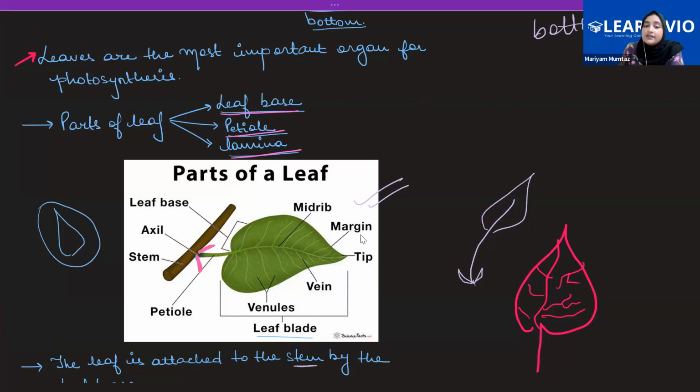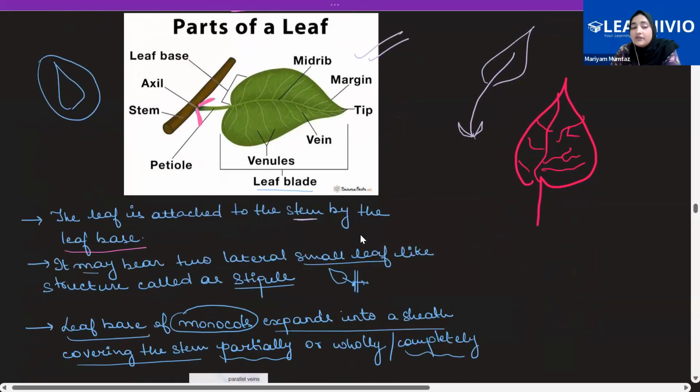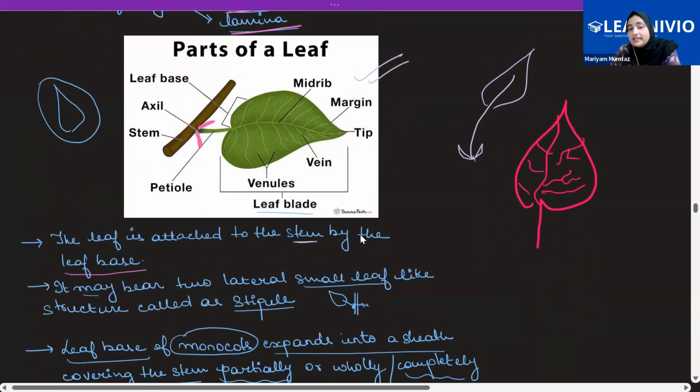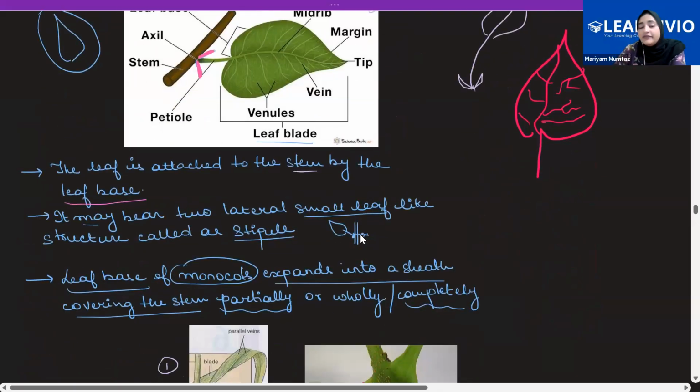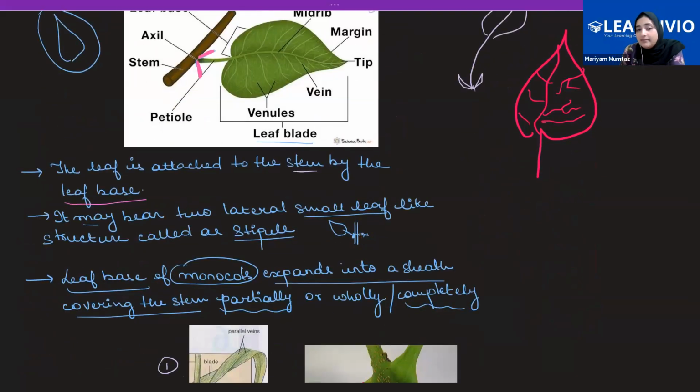Talking about the different parts of the leaf, you have leaf base, petiole, and lamina. Now see, the entire surface of the leaf that we see is the lamina or the leaf blade. Now the leaf is attached to the stem by the leaf base. It may bear two lateral small leaf-like appendages called stipules. So at the end of the leaf, there can be tiny leaflets which we call stipules.